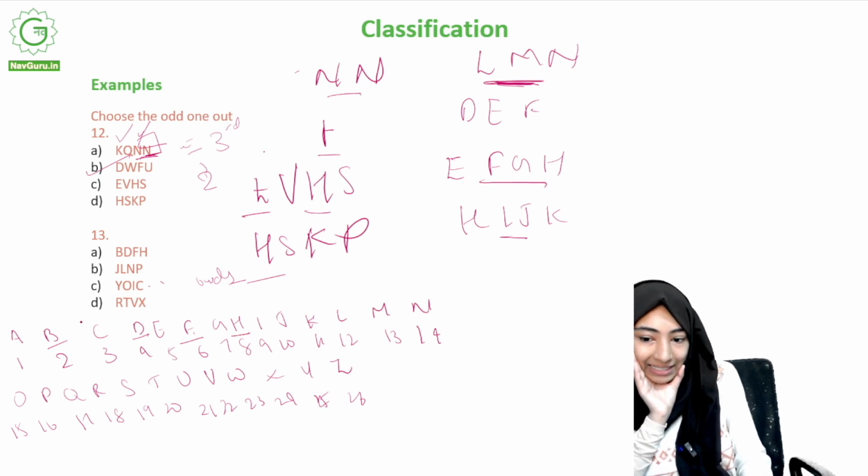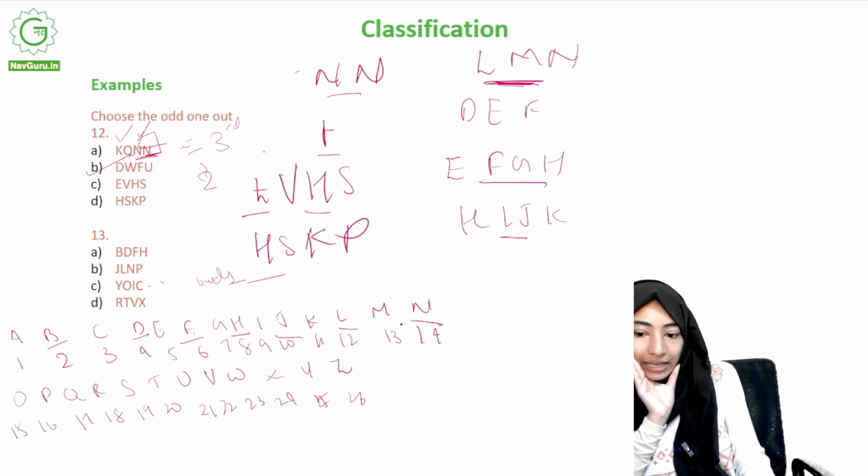Do you see a pattern? There's exactly one letter between all the letters. Do you have that in JLNP? Yes, JLNP. That's a very nice pattern. YOIC? No, YOIC seems like a very random collection of letters. RTVX? Yes, RTVX. So it's YOIC.